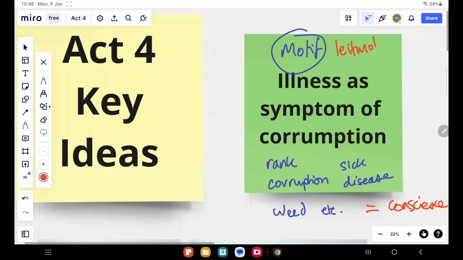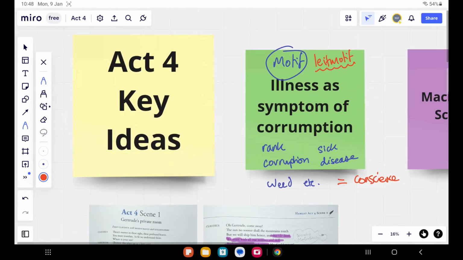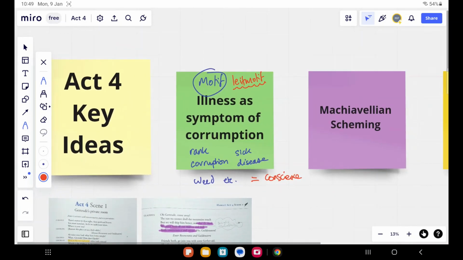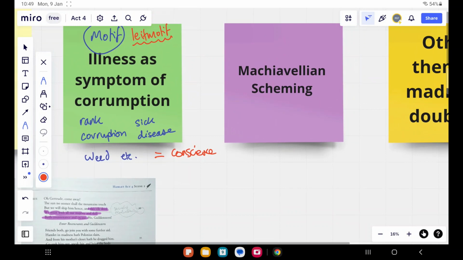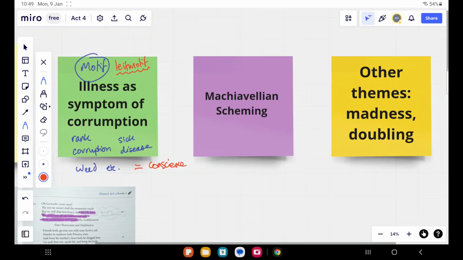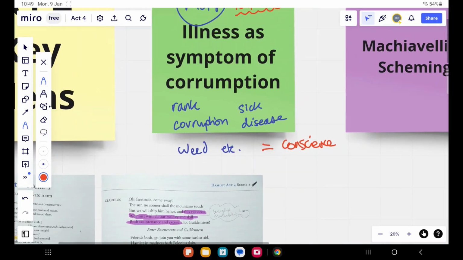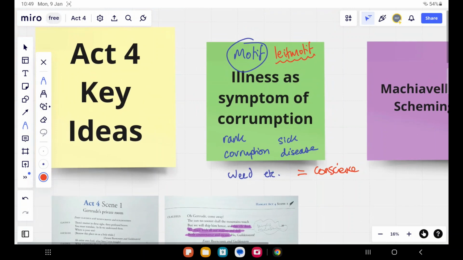Yeah, leitmotifs. If you're a fan of Wagner, you will know that he uses leitmotifs, leading motifs, all the way through, but we can just use the word motif in a literary work as well. So in Act 4, Shakespeare continues to return to motifs such as illness as a symptom of corruption. We also get Machiavellian scheming linked to Claudius, pulling into that orbit of Machiavellianism Laertes, and other themes as well, like madness and doubling.